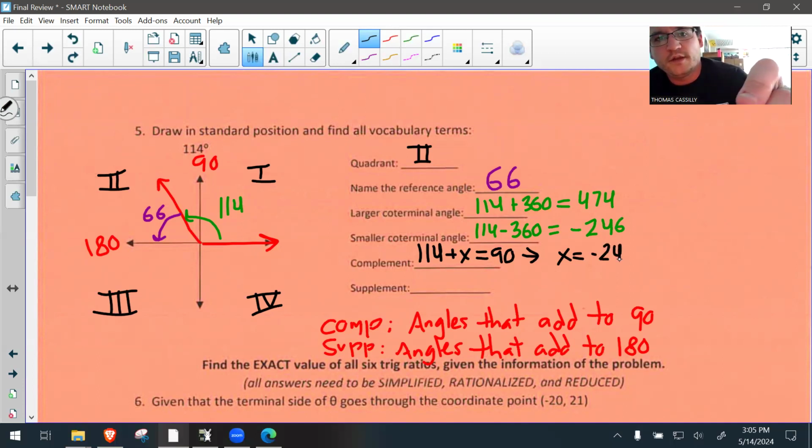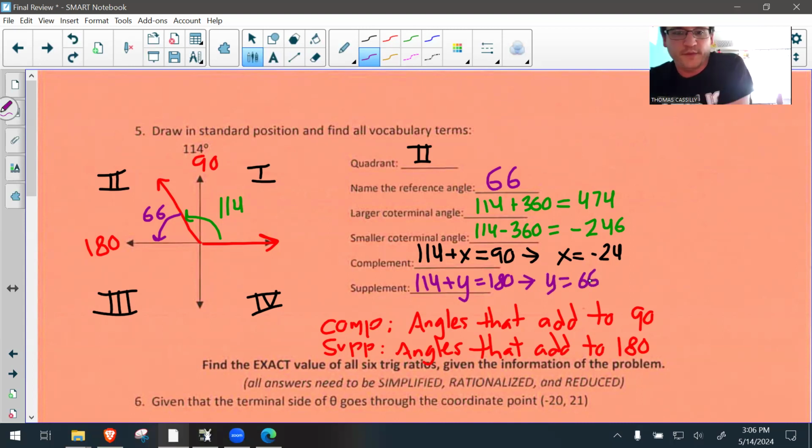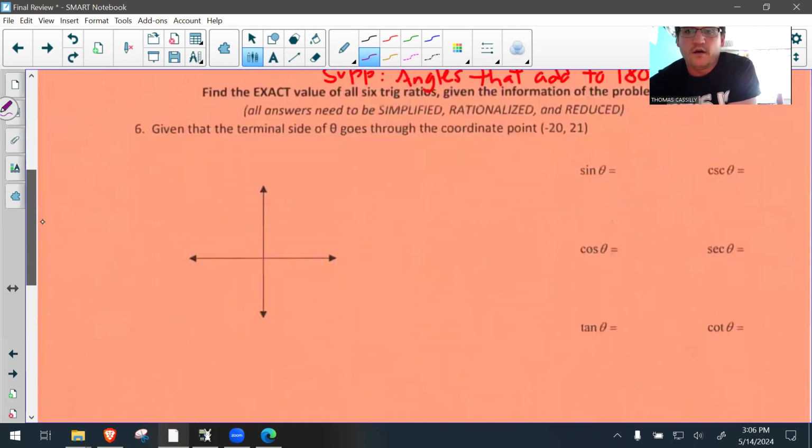And then the supplement, all right, just another angle. So we're going to say 114 plus y in this case equals 180, all right? So y is equal to 66. All right, so there's your complements and there's your supplements, right? So we would say negative 24 is the complement to 114, or 114 and negative 24 are complementary angles. All right, and then similarly for supplementary. All right. Here we go.